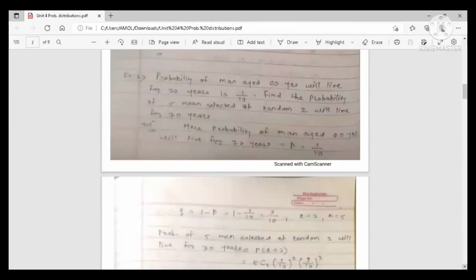Now the next example is: probability of a man aged 60 years will live for 70 years is 1 by 10. Find the probability of 5 men selected at random, 2 will live for 70 years. Here there is one correction. The spelling of men is wrong here. Men. 5 men selected at random, 2 will live for 70 years.